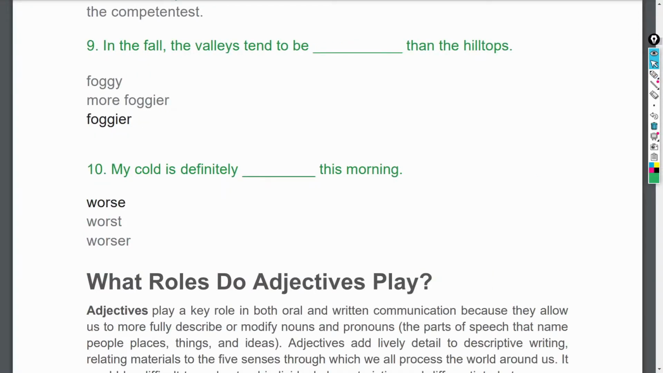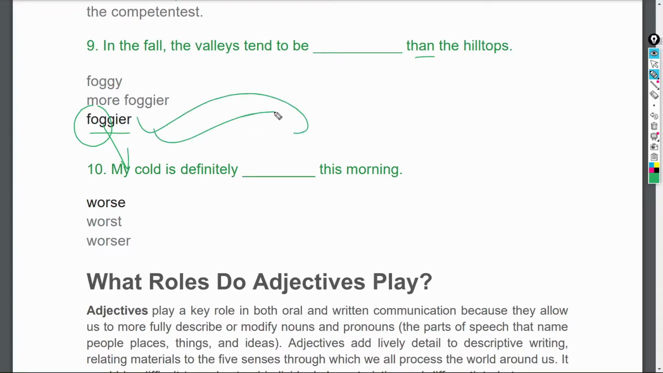In the fall, the valley tends to be dash than the top. तो इधर देखिए, इधर भी कंपैरिजन है. कंपैरिजन होने से मतलब क्या होगा? कंपैरेटिव डिग्री होगा. कंपैरेटिव डिग्री होने से क्या होता है? Foggier. Foggier मतलब कि किस लिए हुआ? इधर मतलब एक वन सिलेबिक के है. This ending with the G is the consonant, and therefore when you are making the comparative degree, then the G or the last consonant will be doubled. ER will be added in order to make it the comparative degree.